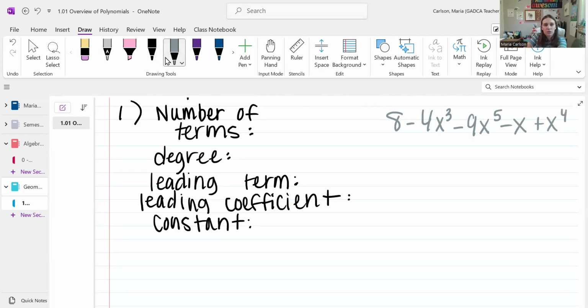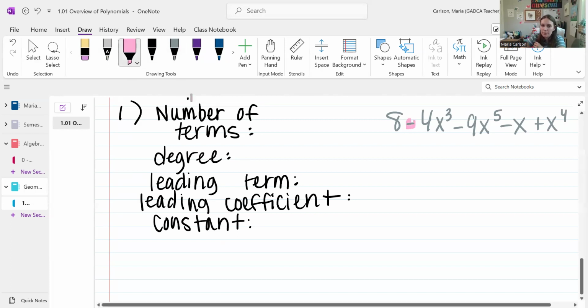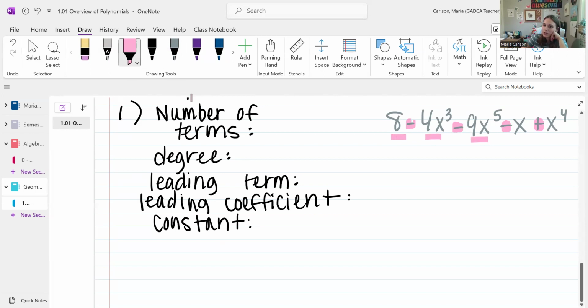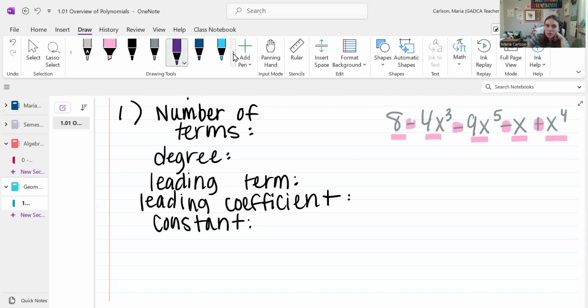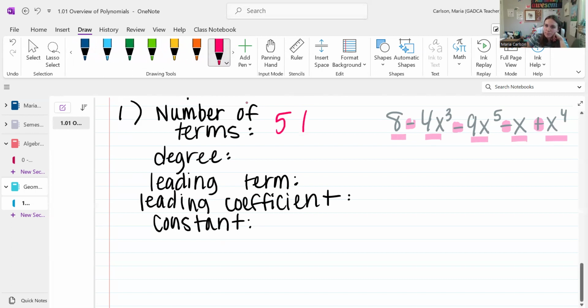So the first thing we want to determine is the number of terms. And terms, remember, are those pieces separated by plus or minus signs. So I see all these minus signs and this plus sign separating 1, 2, 3, 4, 5 terms. So number of terms, do it in pink. We have 5 terms.